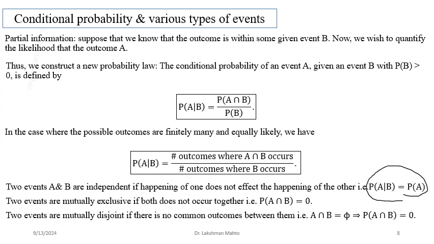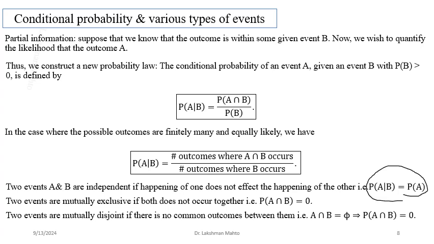Actually, mutually disjoint means no common element. Disjoint, no common element, no common outcome of the random experiment. Disjoint means no common outcome, because these are the outcomes we are getting in the random experiment. So that's why A and B are mutually disjoint. It means both are not sharing any common outcome.